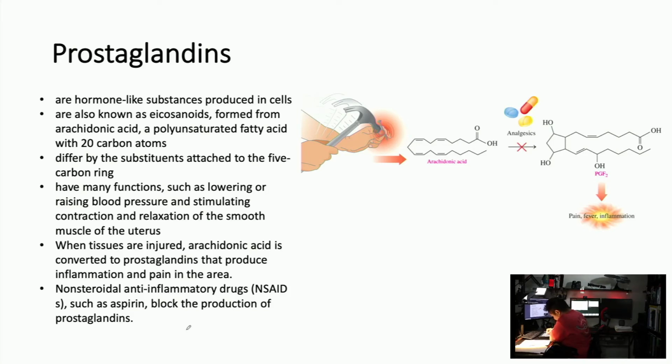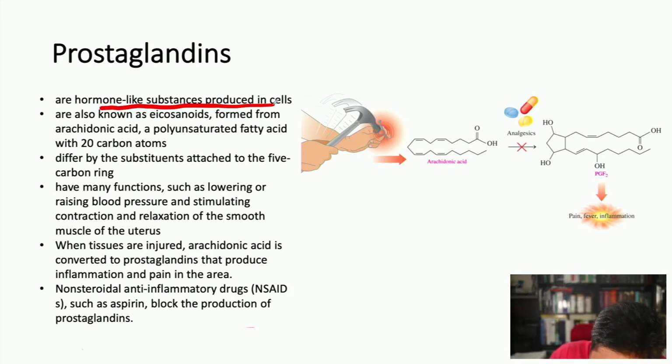They're hormone-like substances that are produced in cells, right? They're also known as eicosanoids, and they're formed from arachidonic acid, the polyunsaturated fat of 20 carbons that we spoke of earlier, right? One of those essential fatty acids, right? It only differs by the substituents that are attached at the 5-carbon ring, right?